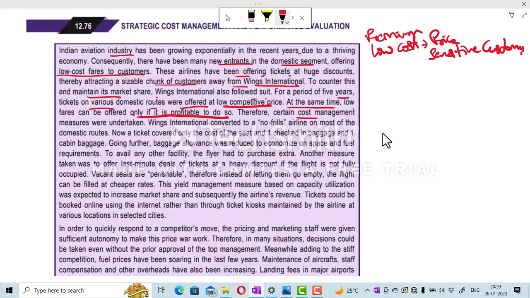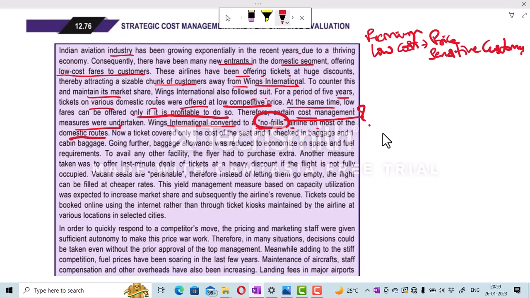Therefore, certain cost management measures were taken. So, Wings International converted to a no-frills airline. They are asked about this only. Okay, what strategy are they using for this one? A no-frills airline on most of the domestic routes.